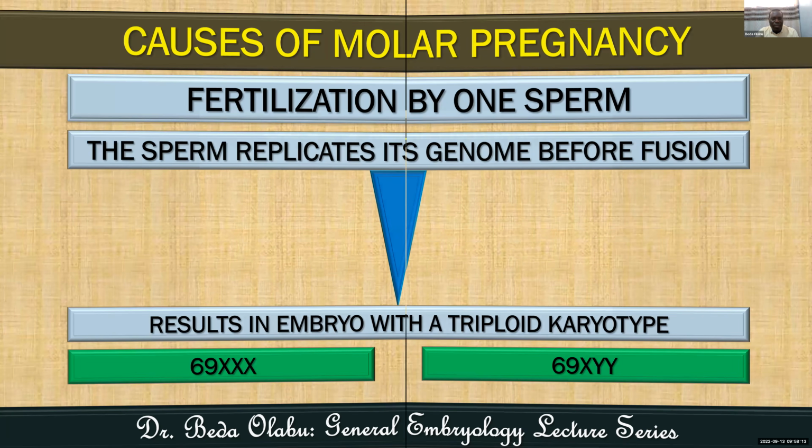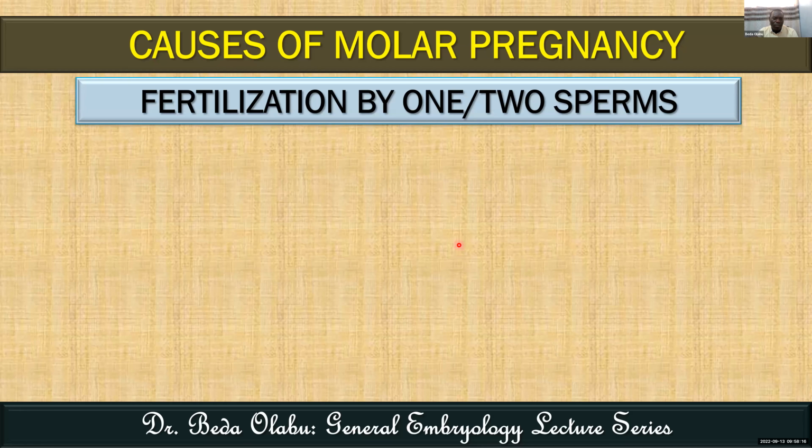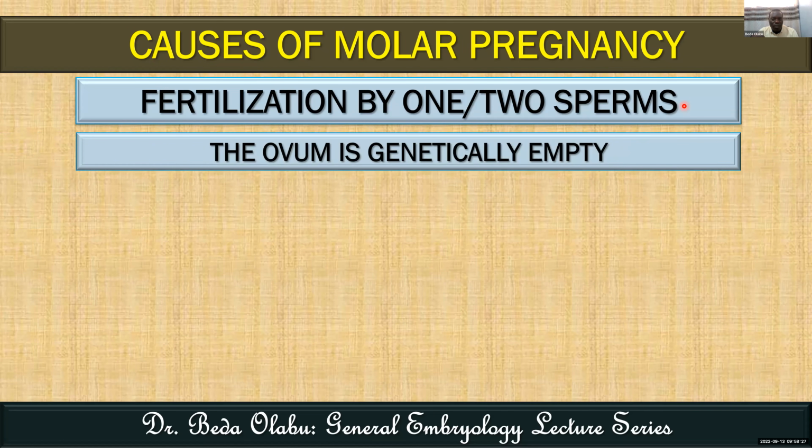The third mechanism, the third cause of molar pregnancy, is a unique one. An oocyte may be fertilized by either 1 or 2 sperms, but there's a condition. The oocyte being fertilized is genetically empty. What that means is that there's no genetic material in that cell. The cell is anucleate. It doesn't have a nucleus. Maybe the nucleus got destroyed or something, but it doesn't have the maternal genome.